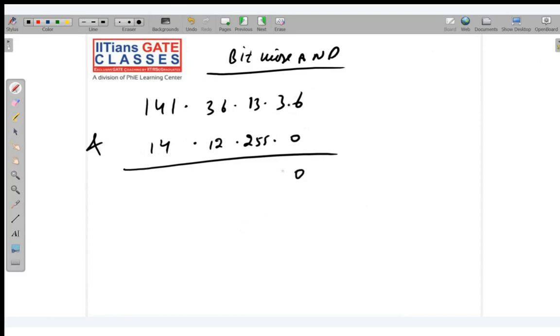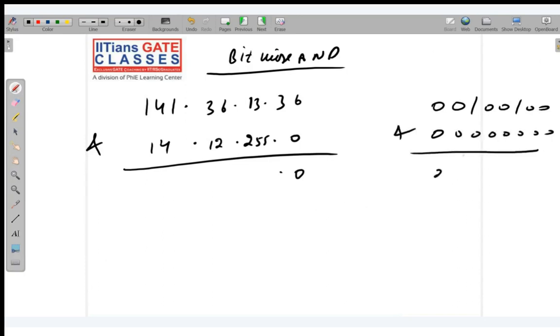Any doubt? Didn't understand, sir. Please come again. I didn't get it, sir. 36. Okay, and 0. This is an AND operation, so number AND 0 is the answer. So 36 is 100100 and all zeros are there. So you just do bitwise AND with 0000000, everything will be 0. Yes, sir. And what about here?